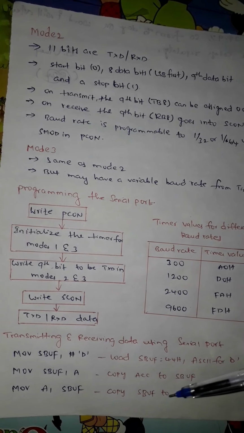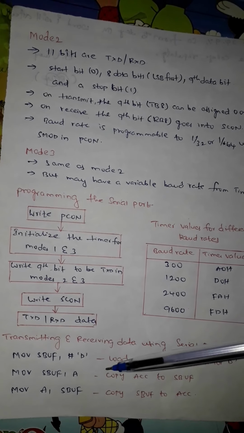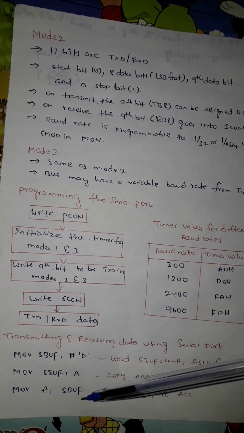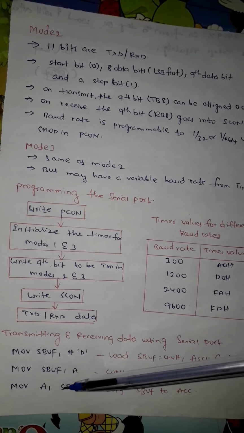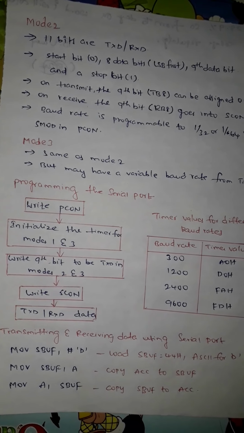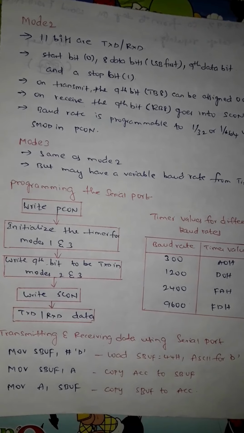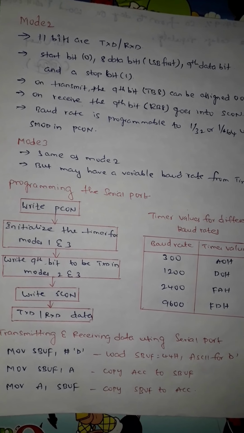And then MOV A, SBUF. So you can read the value of SBUF and store it in the accumulator. This is how you read the value from the serial buffer and store it in some destination register. So this is how we work on the serial port of the 8051.